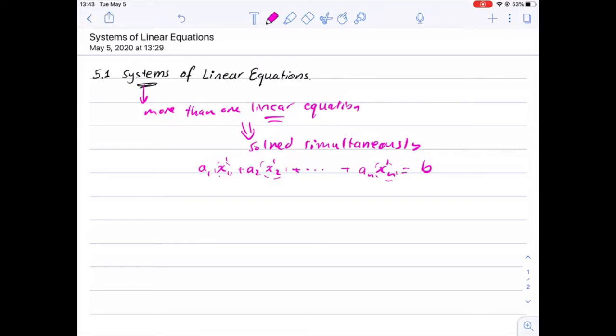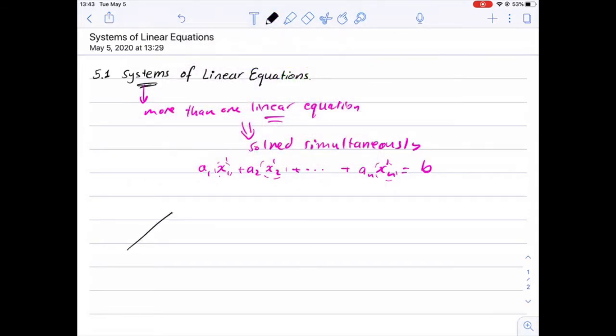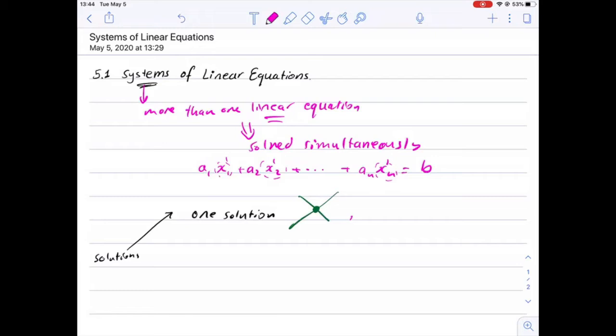Now, if you have more than one equation, we may have one of three cases in terms of the solutions. The first case is only one solution. If we graph the equations and the graphs meet at one point, we only have one solution, and the system is called consistent.